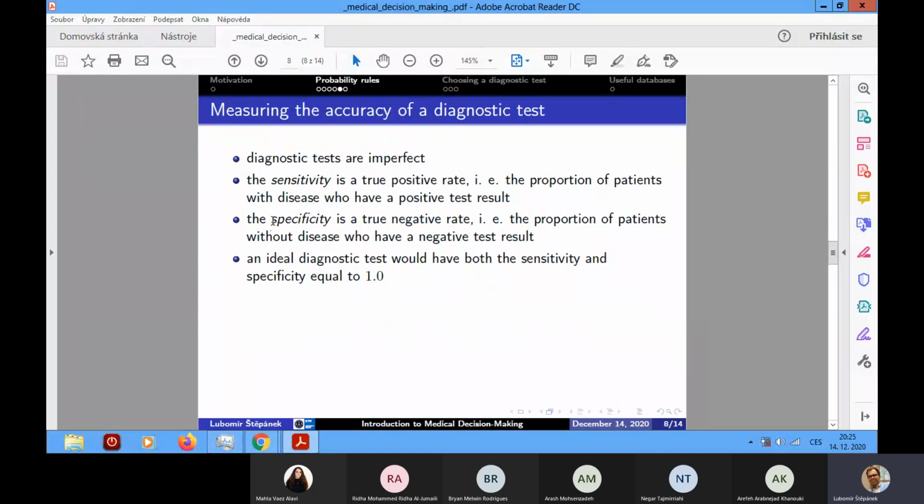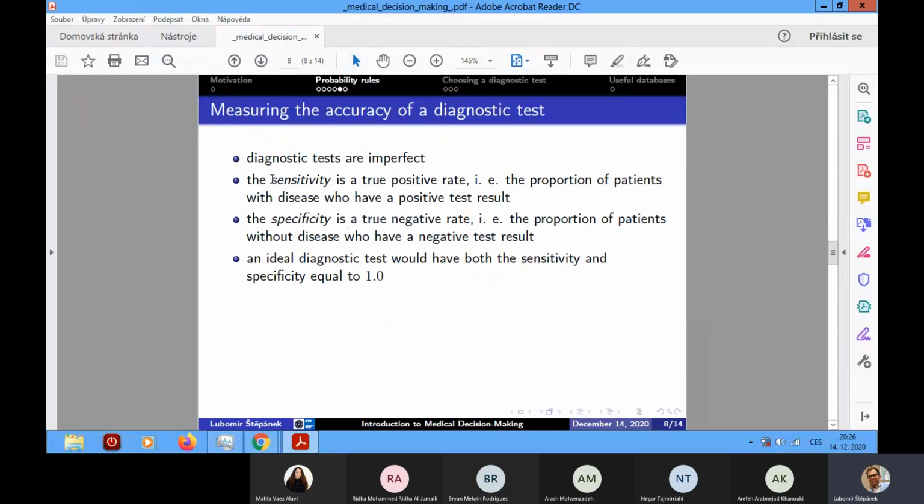Similar to this, specificity is the true negative rate. It's simply the proportion of patients without the disease, or at least without the disease of our interest, who also have negative test results. It's also all right. It means that the test works properly, adequately, and patients with no disease should have negative test results, of course.